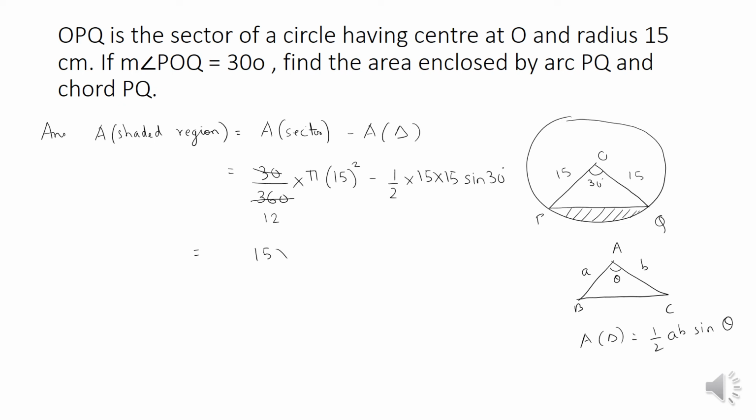So 15 into 15 pi upon 12 minus 15 into 15, sine 30 is half, so it is 1 by 4. You can take 225 common. What is left? Also you can take 4 common. So pi by 3 minus 1. Simplify and get the answer. Just one trick, you should remember this formula. It will become easier for you to find the solution. Okay? Understood?